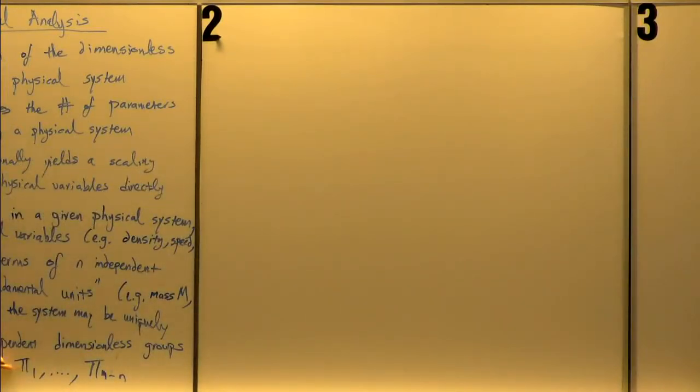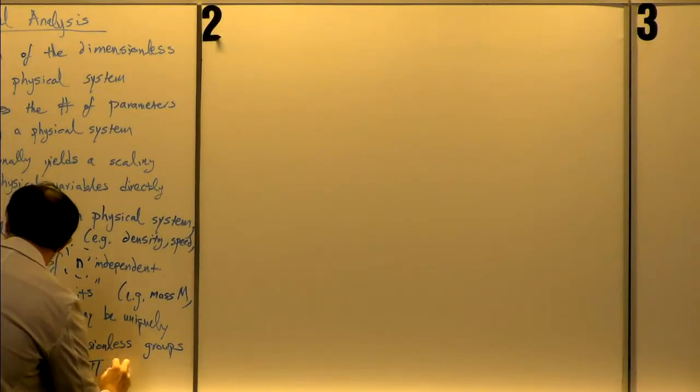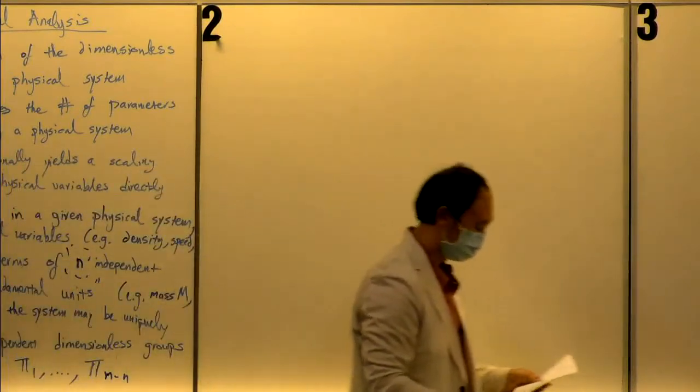So we just use this pi notation to refer to groups. It's n minus m. There should be two things: n independent dimensionless groups, and m and n. And this is n minus m. What's the bottom line? Oh, that's n minus m too. Sorry, my squat position, my handwriting.